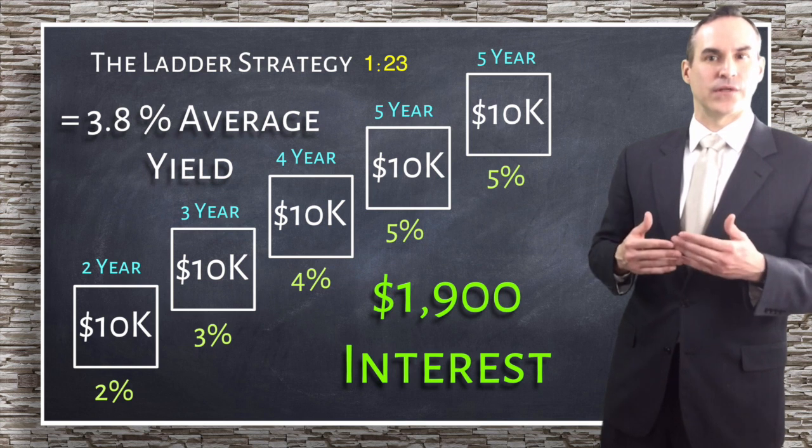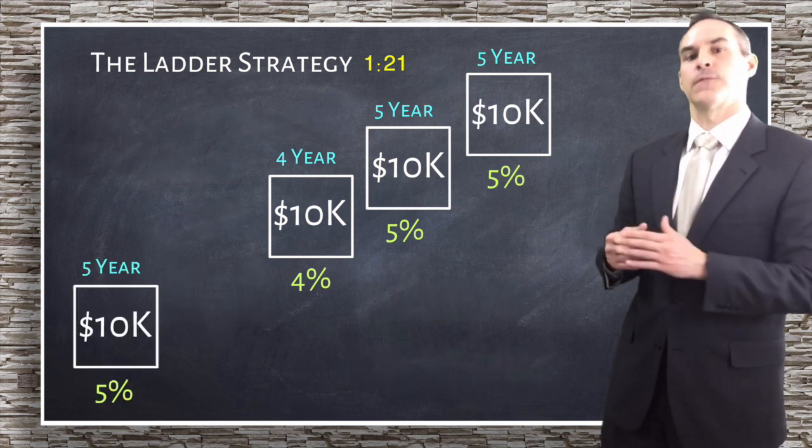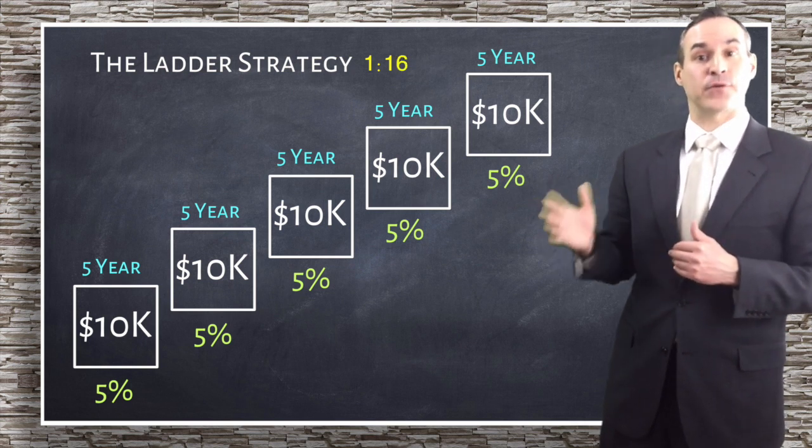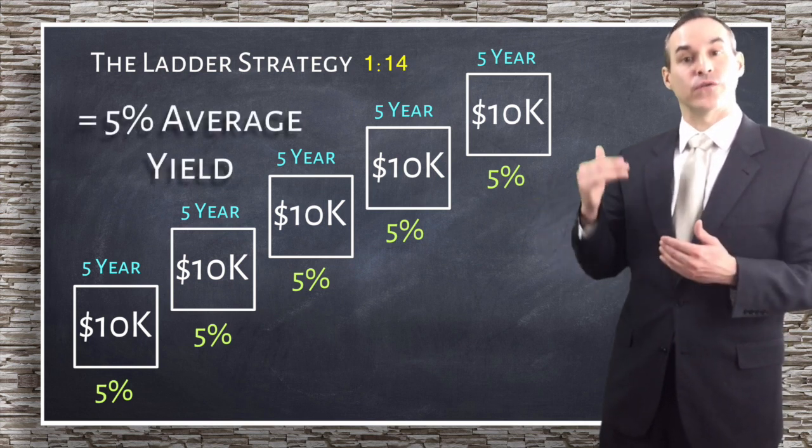So you see how this works? Now let's take this concept and fast forward another 4 years. Look at that. Now our portfolio is generating 5%, and that's if interest rates don't change.